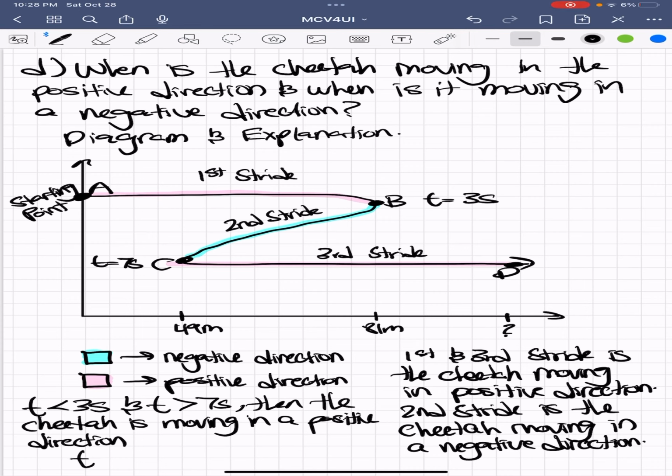We have t in the middle here, between 3 seconds and 7 seconds, then it is moving in a negative direction. So t is greater than 3 seconds, and t is less than 7 seconds. And then the cheetah is moving in a negative direction.